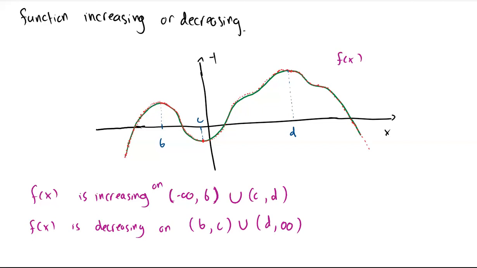Anytime your pencil is moving upward, or you see that the graph is going upward, then your function is increasing on that interval. Anytime as you trace the graph your pencil is going downward, or you can tell that the y values are getting smaller as you move, then your function is decreasing on that interval.